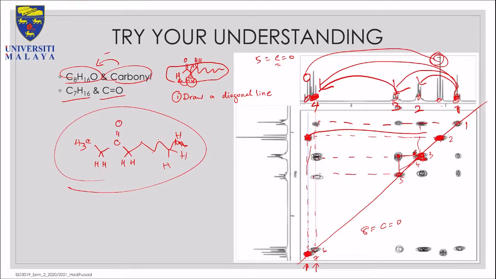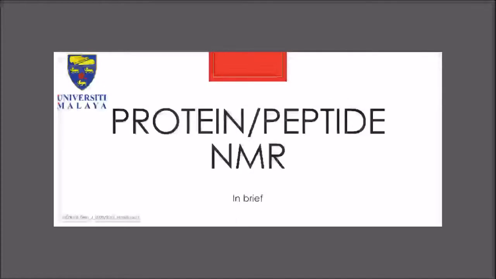Without looking at TOCSY, you can still do that, but you need to look at integration, and then try to figure out if this integration is for protons, then you know that it's a doublet, and it's a multiplet, and so on and so forth. Okay, so this is one way. Again, I'm hoping that you have already covered this in your organic lecture, so this is kind of a refresher. Now, how do you actually use this information in protein and peptide NMR?